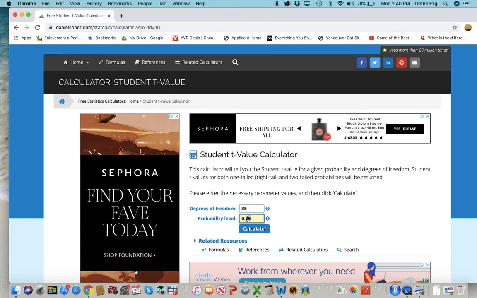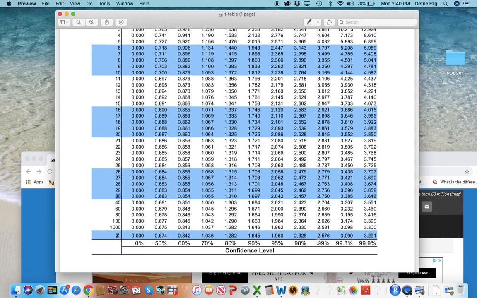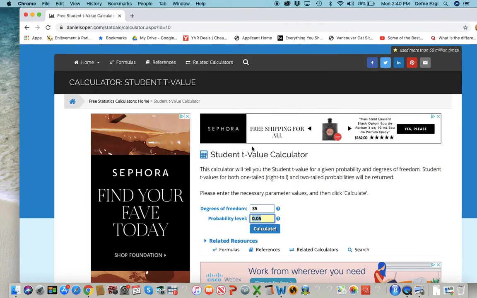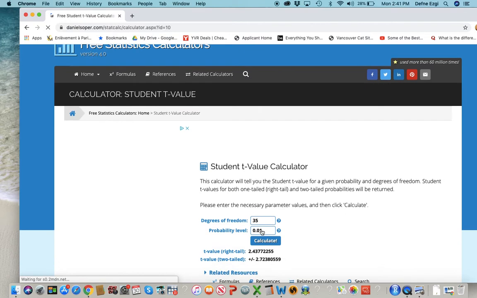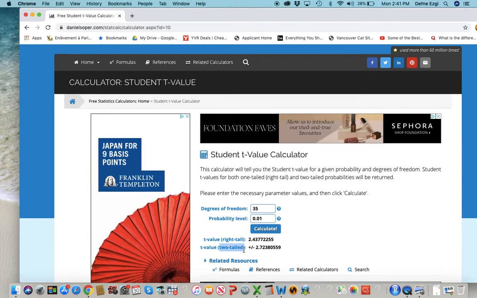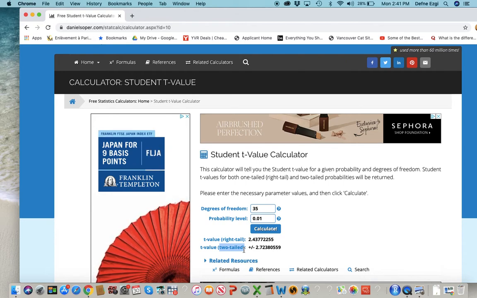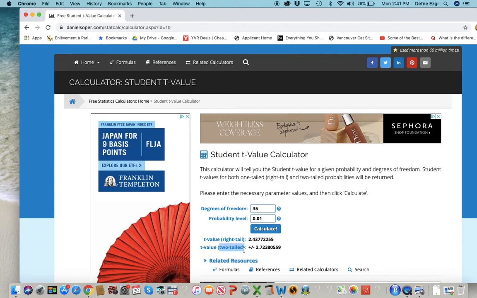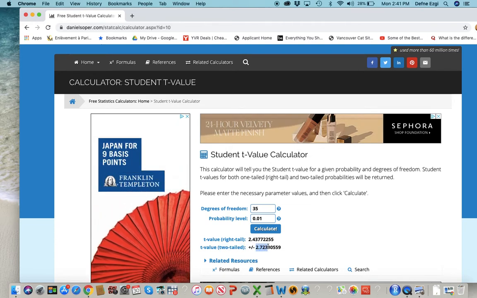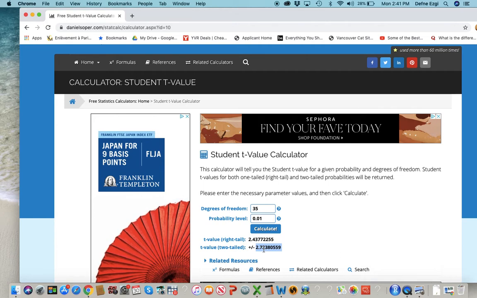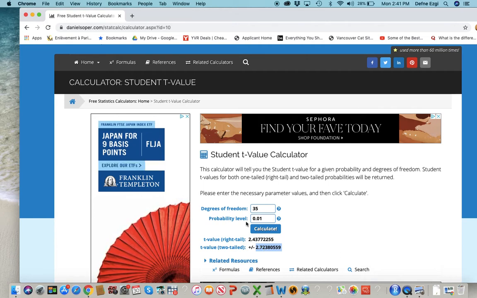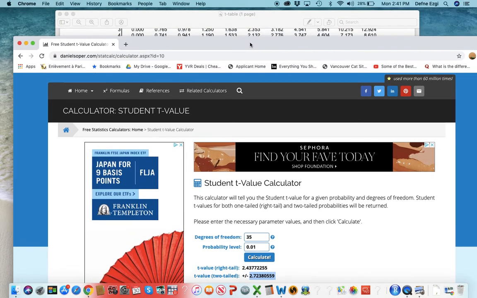And the probability level here refers to your alpha value. So we were doing 99%. So alpha for a 99% confidence interval is a 0.01. So this is what I would put, 0.01. Degrees of freedom is 35. When you click calculate, you'll be using the two-tailed, because we have our confidence interval and a tail to either side of that confidence interval for a total of two tails. So that's why we're looking up this number. And our t sub alpha over 2 is 2.72. So if you don't want to do any rounding, this is, again, an excellent website, excellent resource to use.